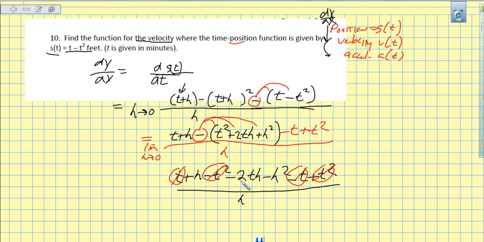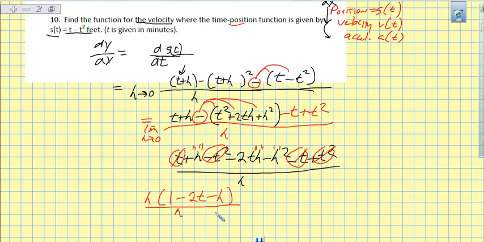And that looks like about it, but everything else has an h term in it, so we're going to factor the highest power, which is only to the first power, which is what we wanted. Don't forget that when you factor that out, it's equal to 1 minus 2t minus h all over h. And we're going to be able to simplify, cancel those two h's out.